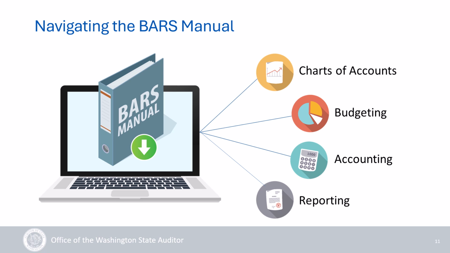And let's do a quick overview of the 4 main sections of the BARS manual before digging deeper into the sections. The 4 main sections of the BARS manual are Chart of Accounts, Budgeting, Accounting, and Reporting. You can see 3 of the main sections, Budgeting, Accounting, and Reporting, are the BAR from our BARS acronym.